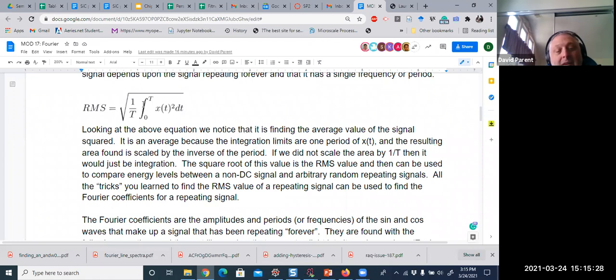And so we're finding the average of a signal that's squared, right? And then taking the square root of it so that we can go back to, rather than volts squared or amps squared, volts or amps. So we can compare that voltage or current level to a DC one. All right. So really, all that equation is saying is that you're finding the average of something.